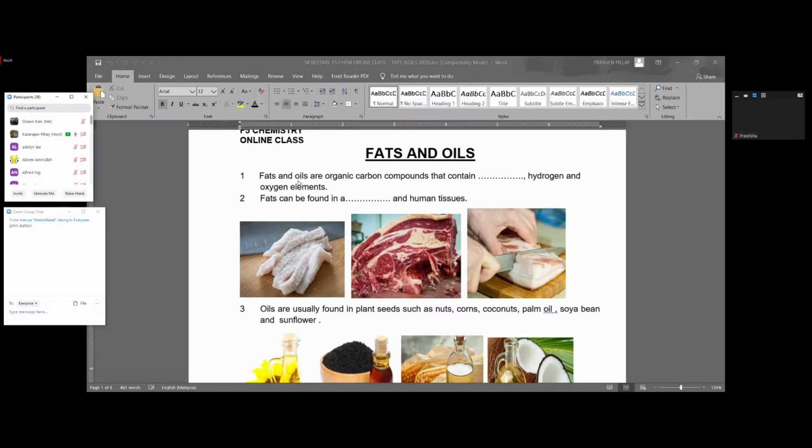So number one, you're going to write something for me. Fats and oils are organic carbon compounds. You might be wondering, you don't take bio, how come? But in chemistry, it's in the syllabus. You have to know this.